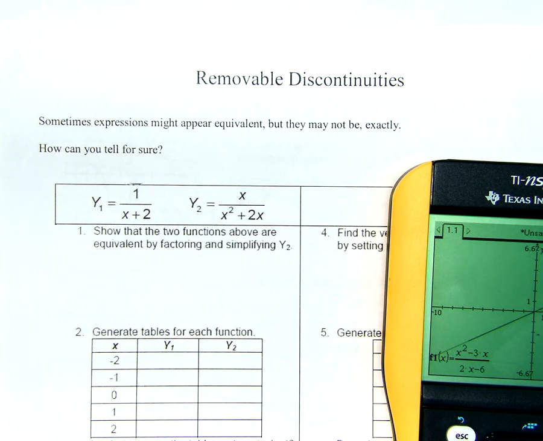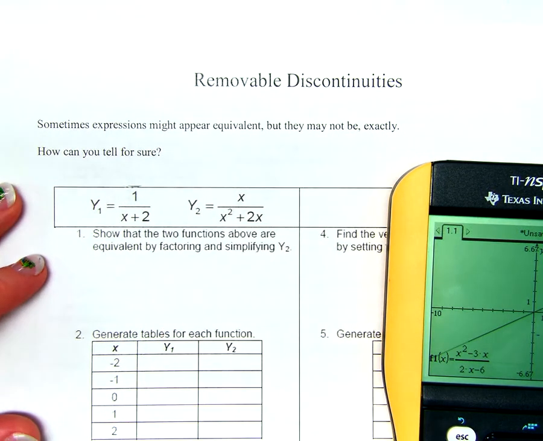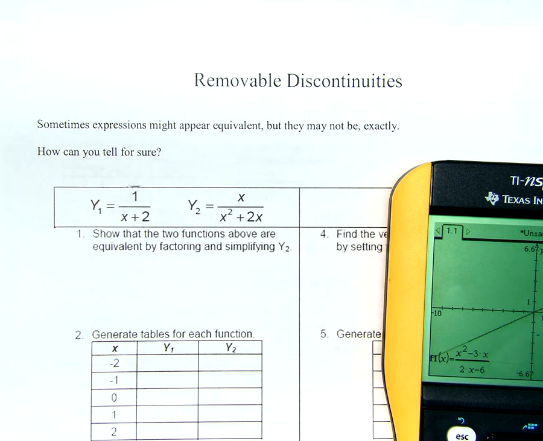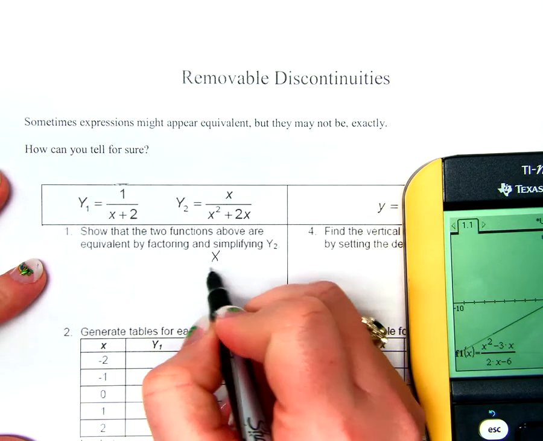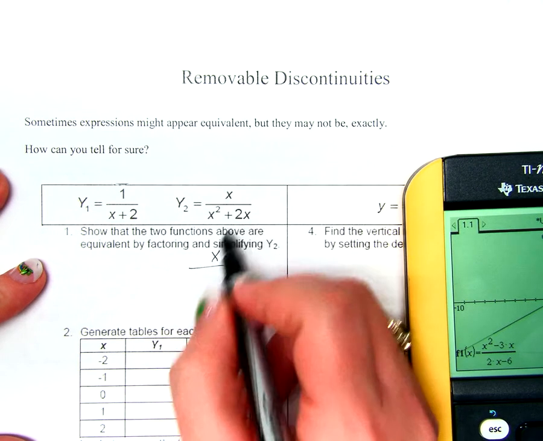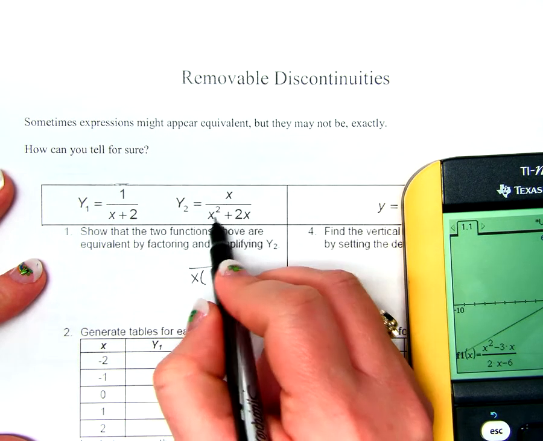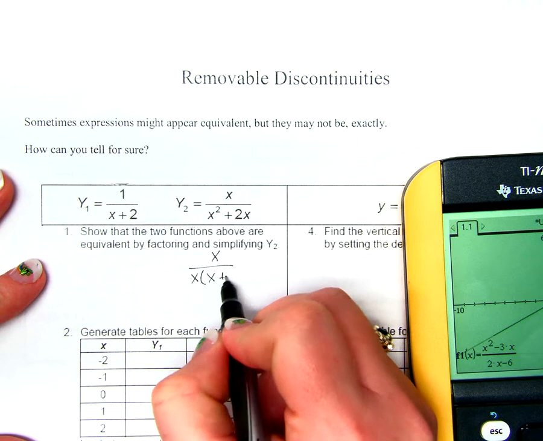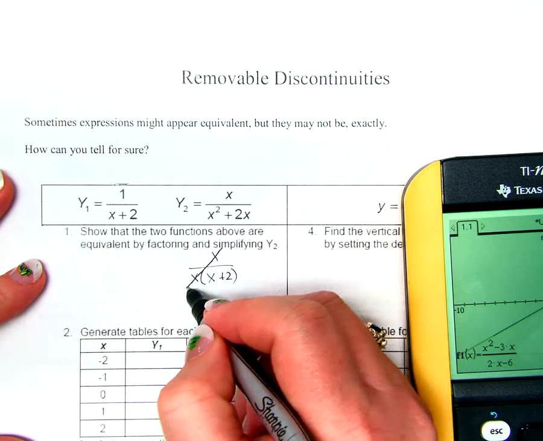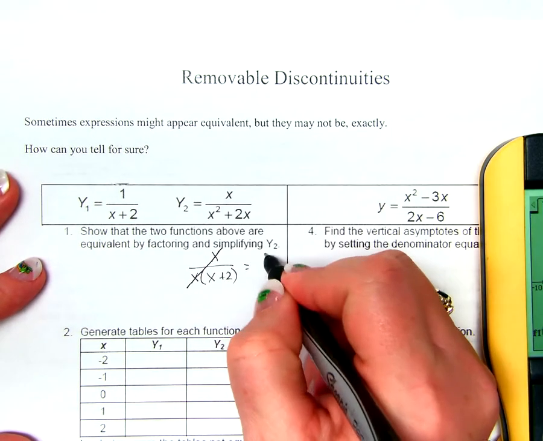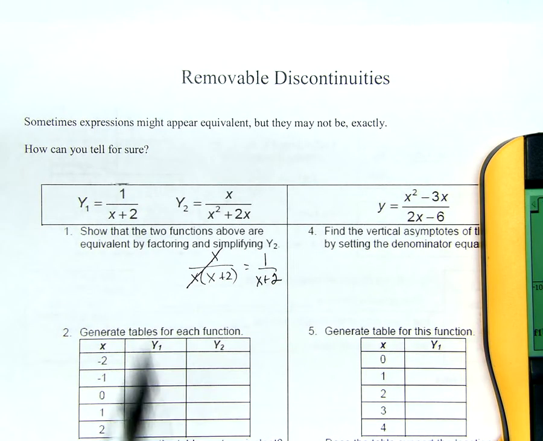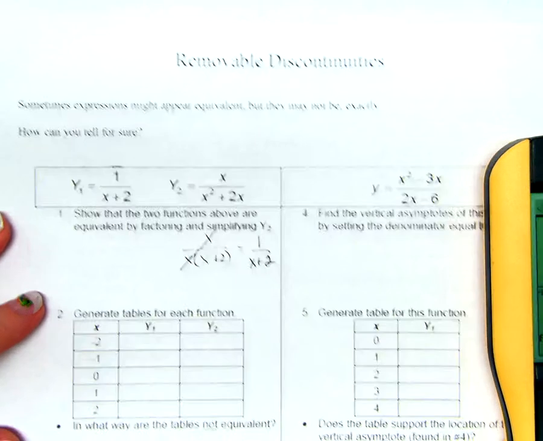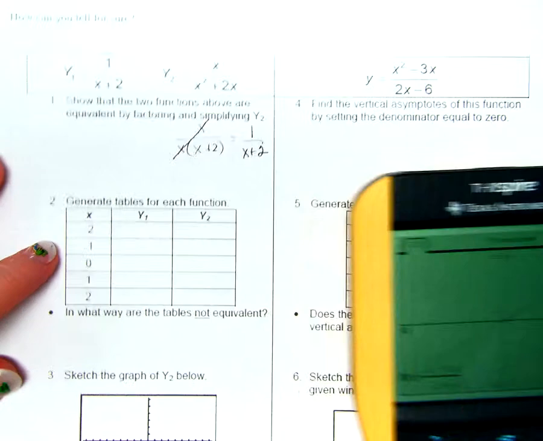Okay? You can show that this problem is equivalent here by saying, well, there's nothing to factor, but here there's an x in the numerator, and both of these two terms are divisible by an x. If I divide each term by an x, I have x plus 2. If I then simplify my two x's, because they're both factors, I end up with 1 over x plus 2. Okay? Which is exactly my first function. So they are equivalent, right? Or they appear equivalent. So let's look at the tables.